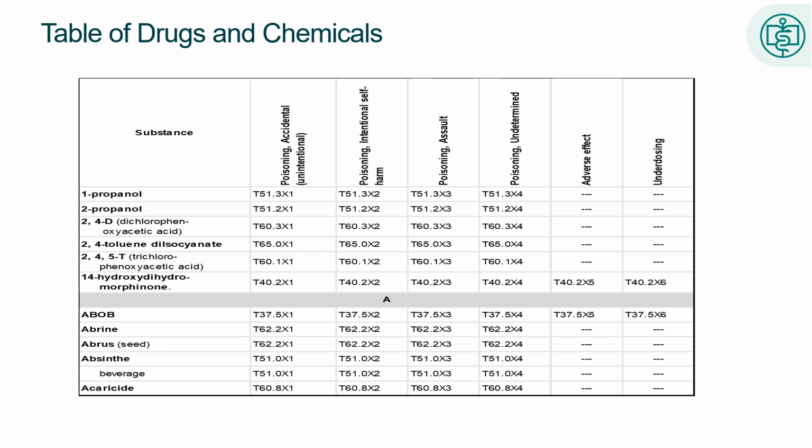An adverse effect is when a drug has been correctly prescribed and properly administered, but the patient had an adverse effect to the drug. The underdosing column is used to report when the patient takes less medication than is prescribed by a provider or manufacturer's instructions. Codes from this column are never assigned as a principal or first listed code.